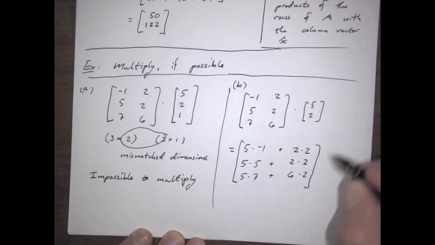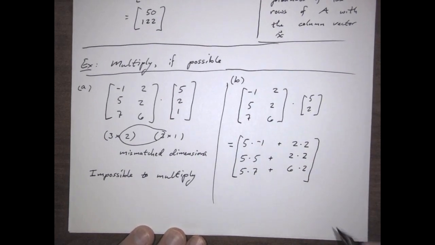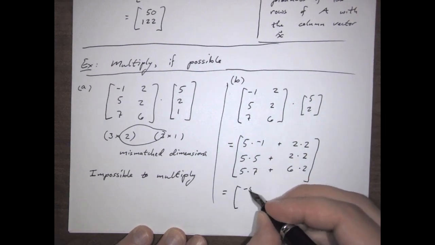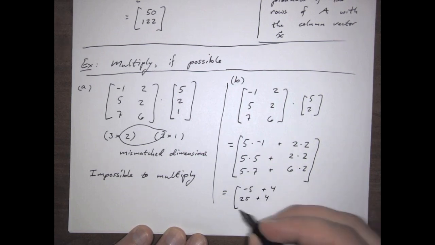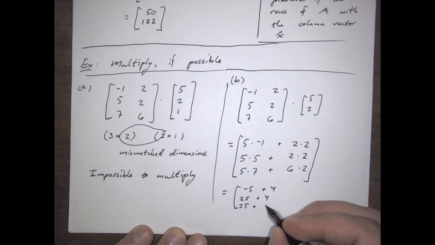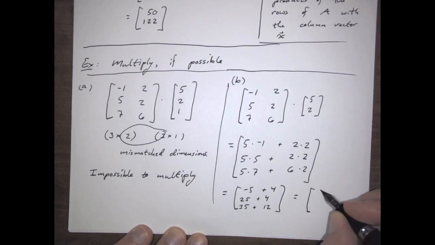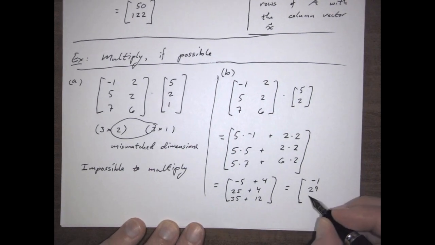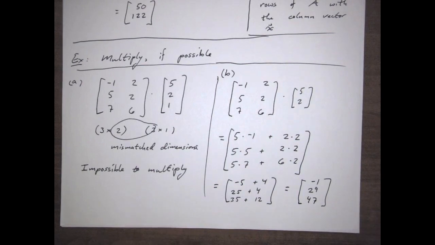This is what happens if we take each row and multiply it in dot product fashion with the column vector 5, 2, and that gives us -5 plus 4, 25 plus 4, 35 plus 12, and that's going to be -1, 29, and 47 by the look of it. So that's how the multiplication, just as an arithmetic matter, works out.